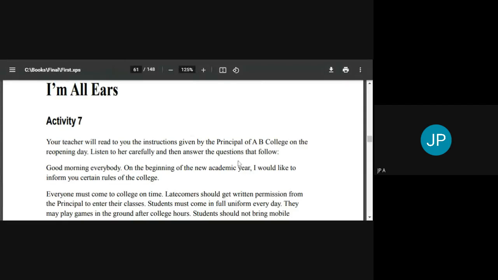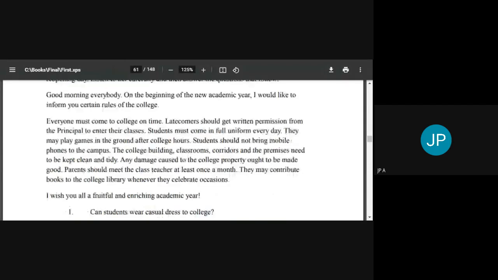Good morning, everybody. On the beginning of the new academic year, I would like to inform you of certain rules of the college. Everyone must come to college on time. Latecomers should get written permission from the principal to enter their classes. Students must come in full uniform every day. They may play games in the ground after college hours.